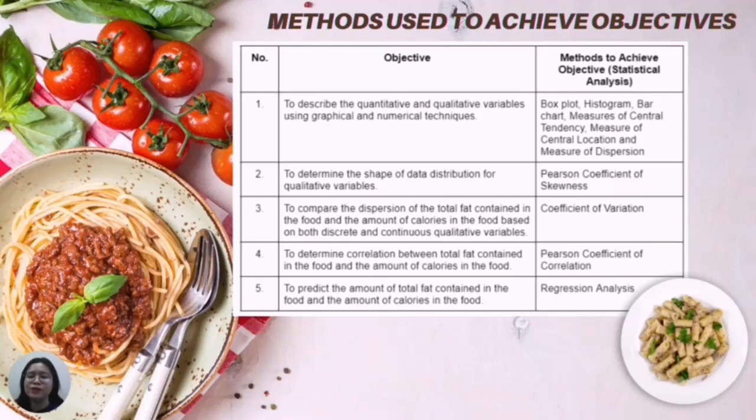In addition, the method used to describe correlations between total fat content in the food and the amount of calories in the food is Pearson's coefficients of correlations. Lastly, the method used to predict the amount of total fat content in the food and the amount of calories in the food is regression analysis.